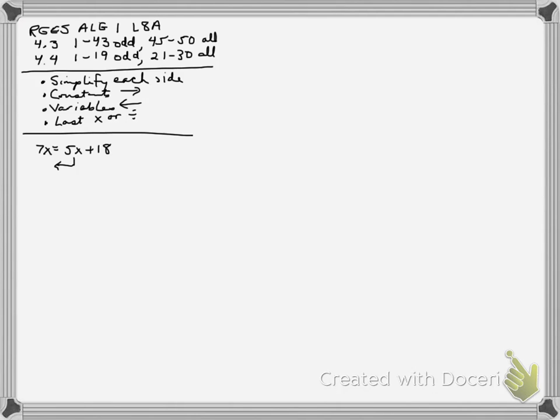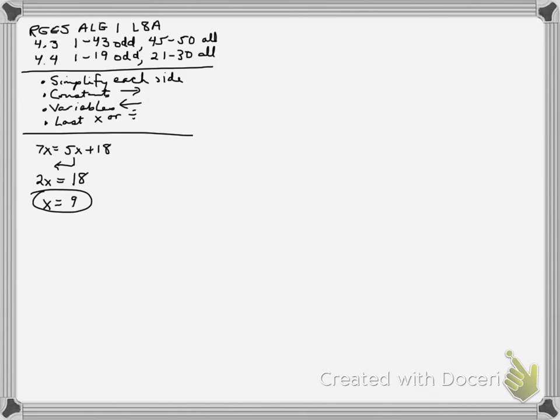Right now we are having a positive 5x on the right, or we're adding that 5x, so now we want to subtract it from both sides. 7x minus 5x is 2x. Of course, the 5x on the right side will disappear because I've taken 5x minus 5x, and I'll have that equal 18. Finally, do your last division. Divide by 2, and x equals 9.